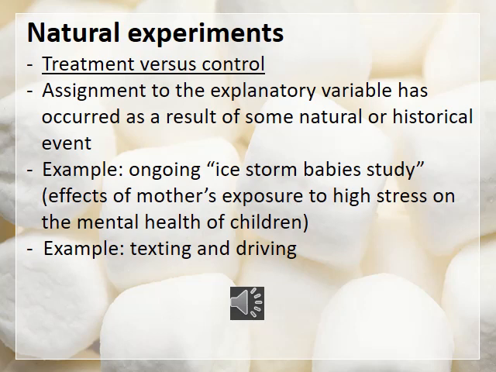The 2 examples of natural experiments I will give you here are examples of treatment versus control. It means some subjects at some point in history were exposed to a treatment, to an explanatory variable against their will. It happened because of an event. And as a researcher, you can use this to study, to answer a research question.